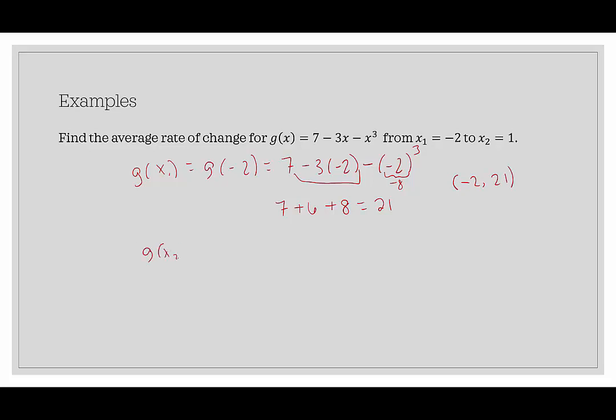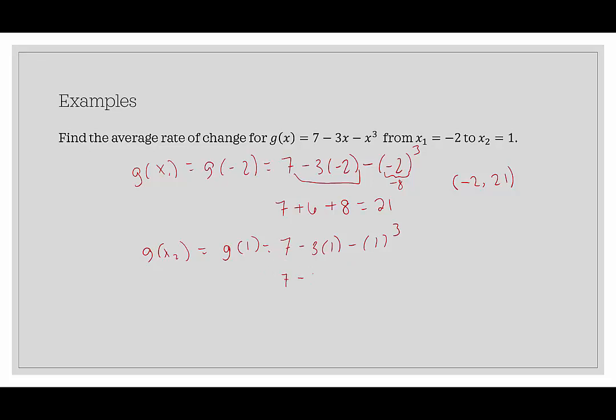The next one, x sub 2, would be the same as g of 1. So anywhere I see an x this time, I'm replacing it with a 1. So that's 7 minus 3 times 1 minus 1 cubed. Following order of operations, but also taking shortcuts because I can compute the different terms at the same time.